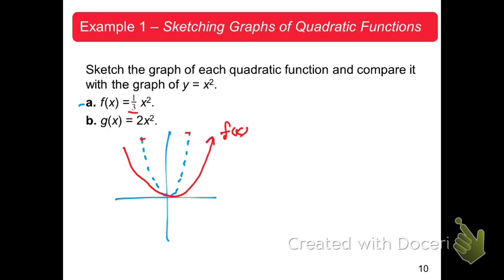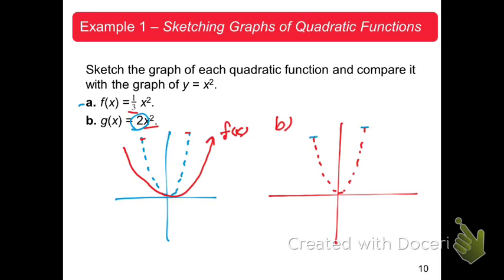Now let's look at g. If I look at g, my parent function again is x squared. Now I'm going to graph the 2. The 2 tells me I'm going to stretch, so I'm going to pull up on these edges. When I pull up on these edges, my graph is going to be skinnier. So the graph of this function, please excuse that, straighten that up a little bit, is going to look like this. So this is the function g of x.